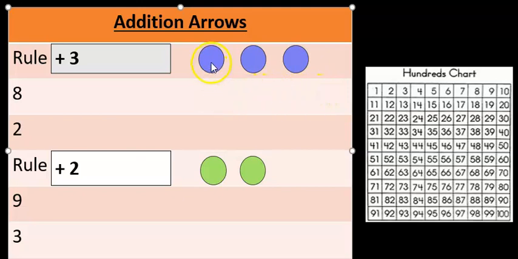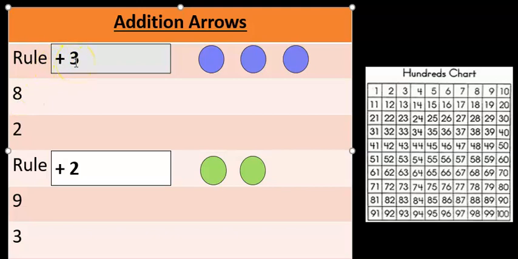Now, Mr. Begay put 3 blue circles here to help us. The reason why I put 3 blue circles to help us is because that's the rule here. It says plus 3. We also got a hundreds chart here that's going to help us too find the answer. Now, first graders, what's this first number that you see there? 8. Good job. So we're going to have to add 8 plus 3 to get our answer.